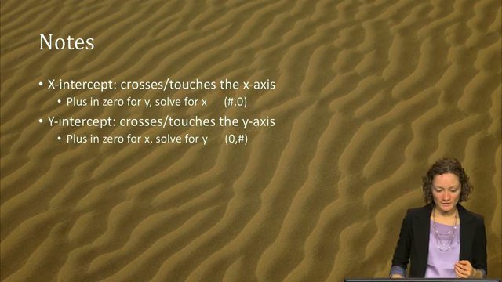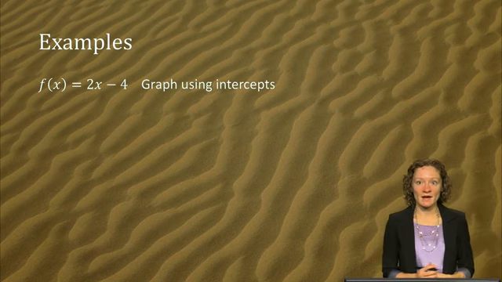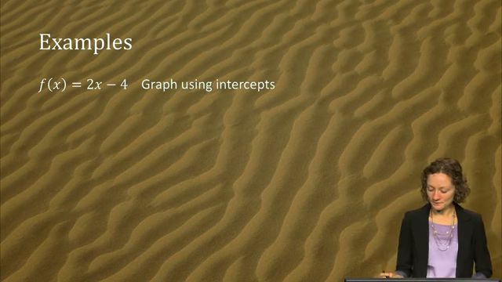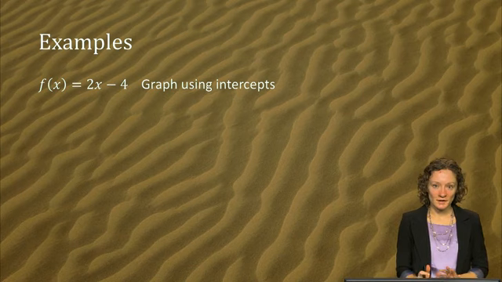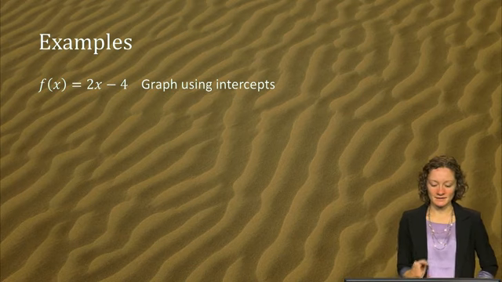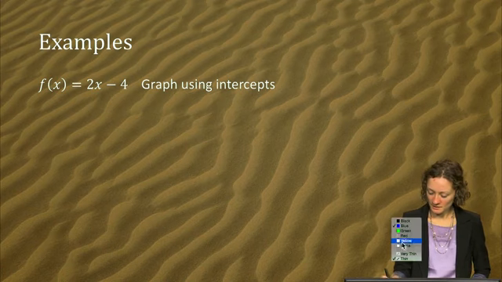All right, so let's graph using the intercepts. So here's the equation of a function, f of x equals 2x minus 4. And I know you might be looking at this and saying, well, I know a different way to graph it using the slope and the y-intercept. We'll get there, not yet. In this section, we're looking at using intercepts.